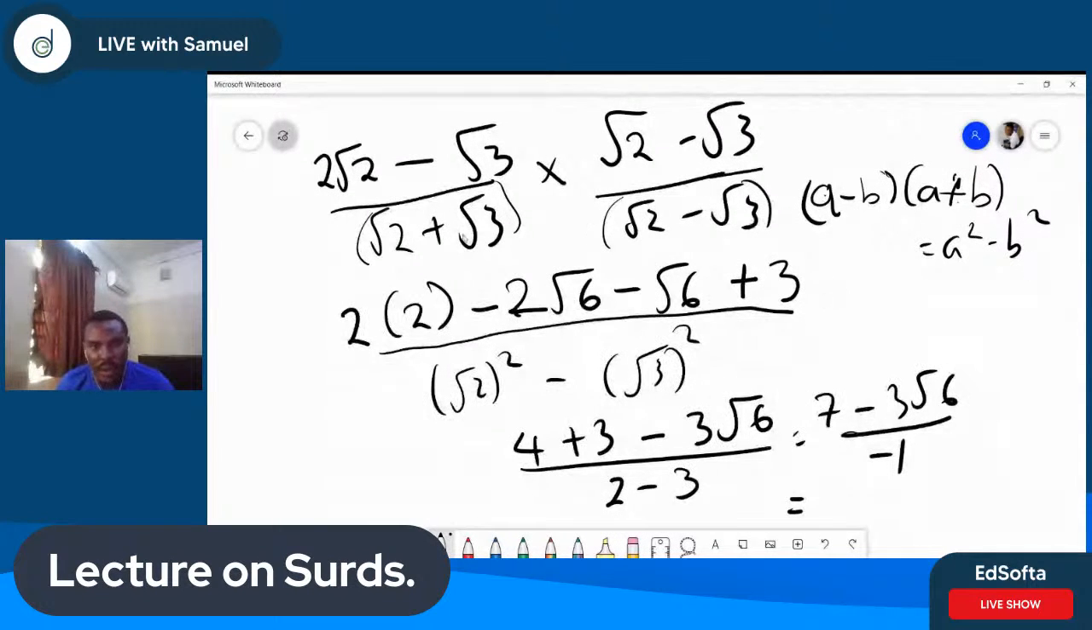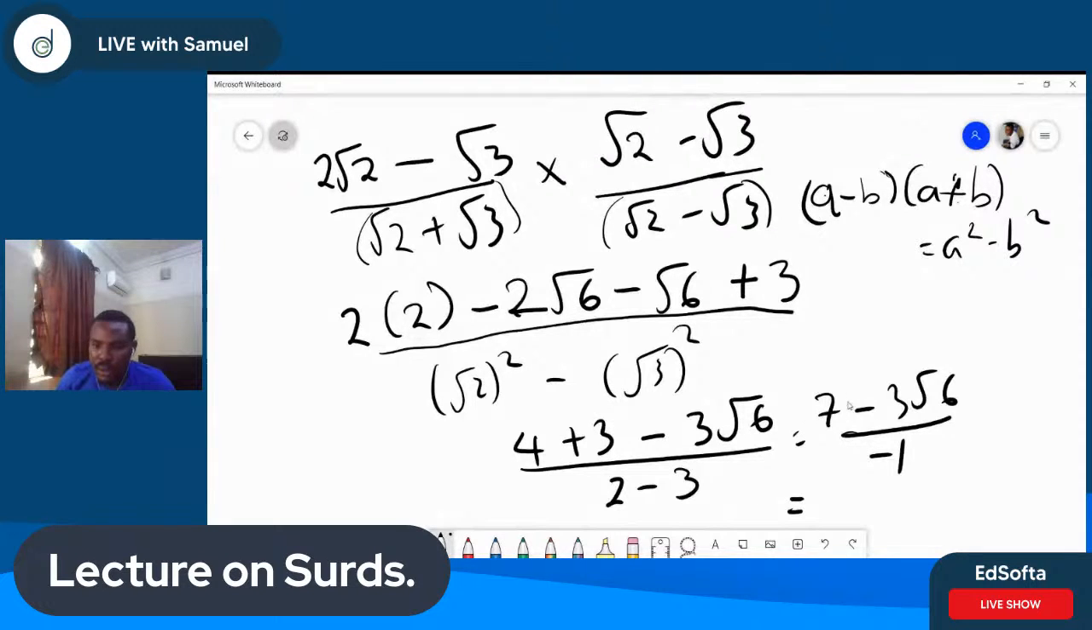when we did the multiplication, and if you can remember, I said this 2 root 2 plus root 3 times root 2 minus root 3 is still the same thing. So we can just have a squared minus b squared here also. So we can just have root 2 squared minus root 3 squared, if we understand what I mean. So this will be 4 plus 3 minus 3 root 6 all over 2 minus 3.